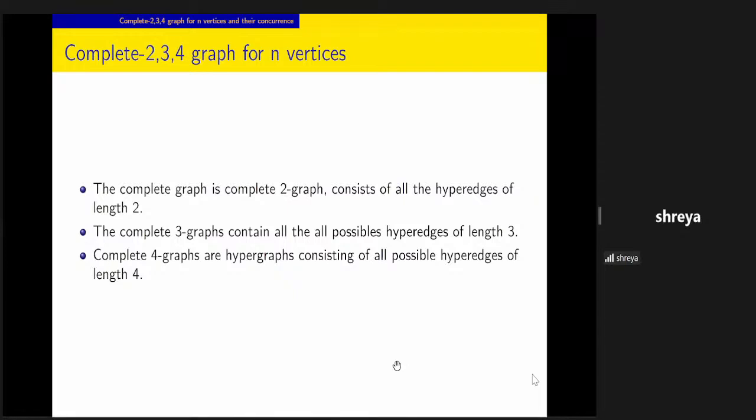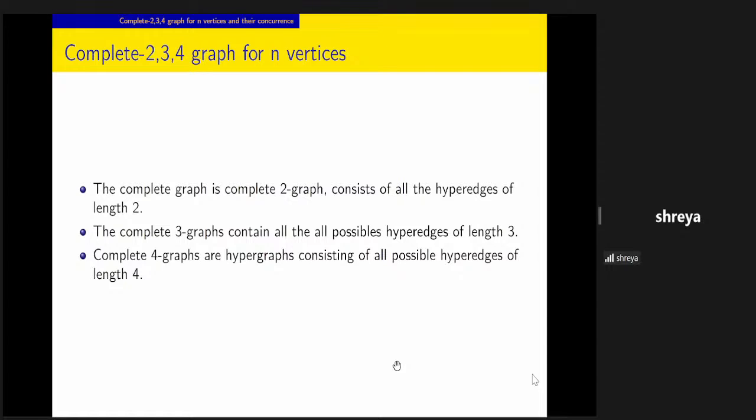After that, we will come to the complete 2, 3, 4 graphs for n-vertices systems. Complete K graph, as I have already told, consists of all possible combinations of hyperedges of length K. That means complete 2 means all possible combinations of edges of length 2. That complete 2 graph is a simple graph state, because the length is 2.